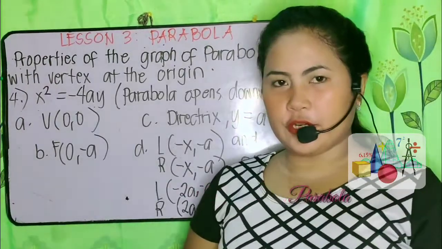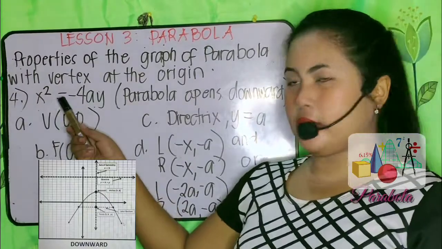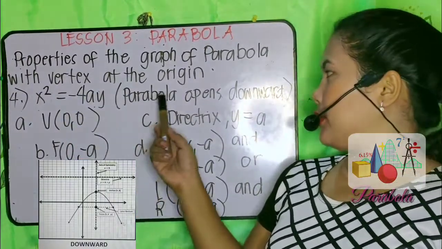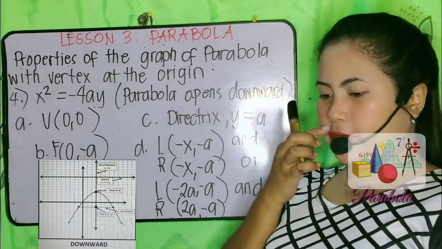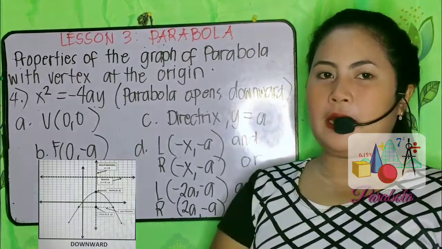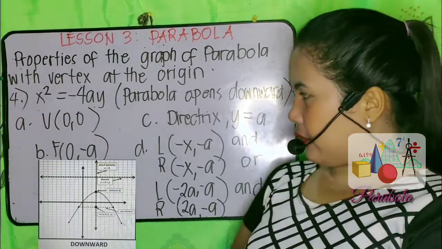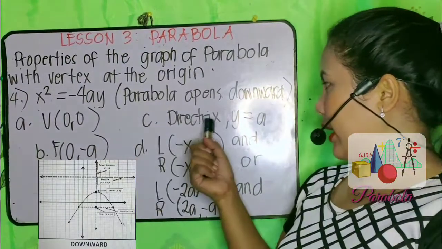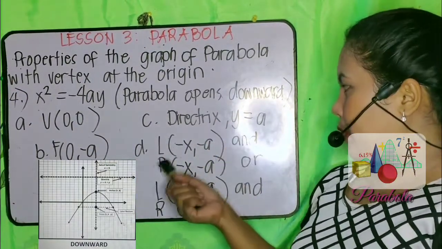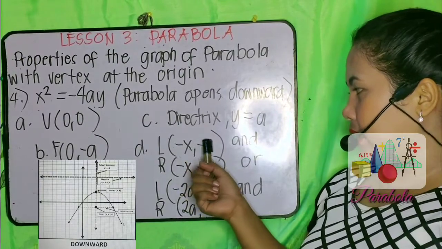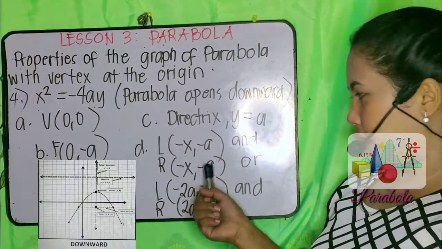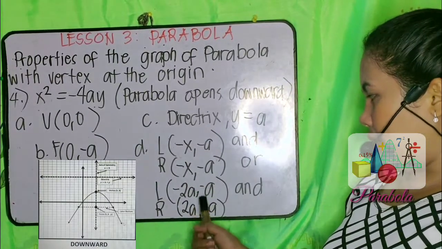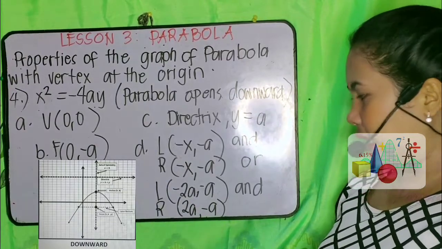For our fourth property, x squared equals negative 4ay, so the parabola opens downward. If negative 4ay, the parabola opens downward. The vertex is (0, 0), the focus is (0, negative a), the directrix is y equals positive a. For the latus rectum, the endpoints are (negative 2a, negative a) and (positive 2a, negative a).